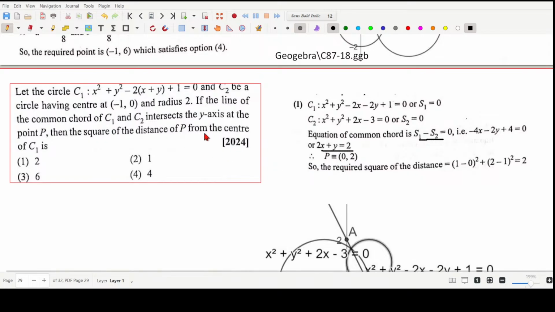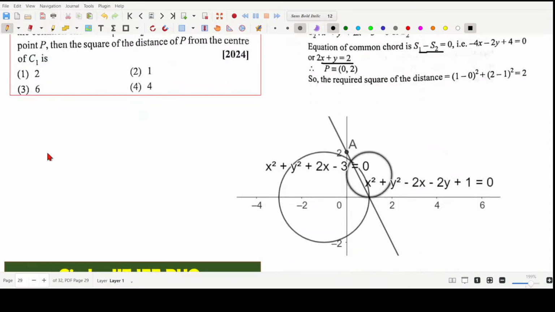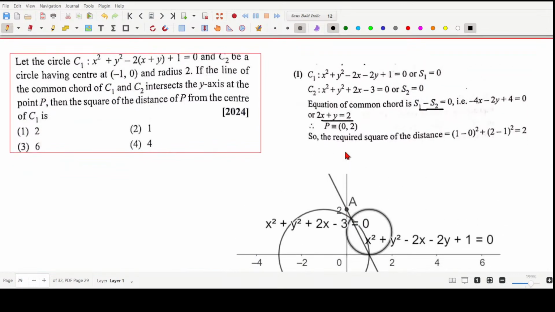Now he's asking the distance of P from the center of C1. All easy only. Just do this: circles intersect, from there's the chord. You have to find the equation of this one, and then this one is intersecting the y-axis. The distance between this and your 1 comma 2, the center of one of these circles, right?